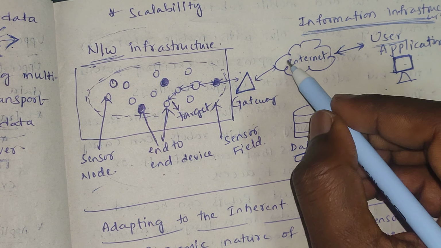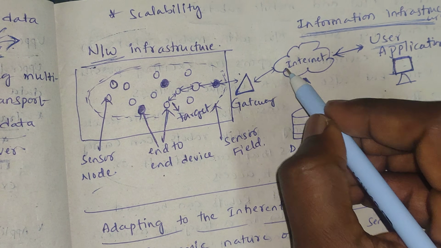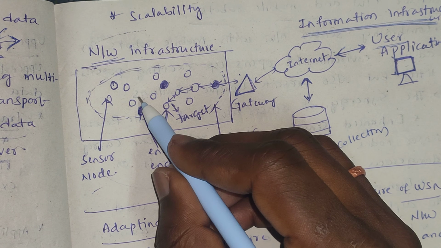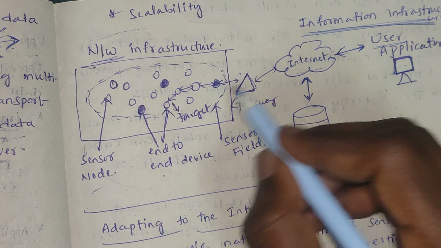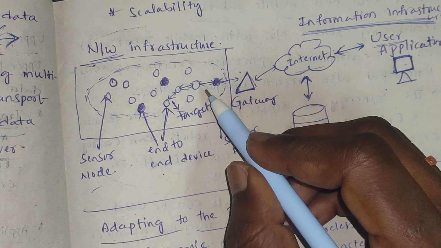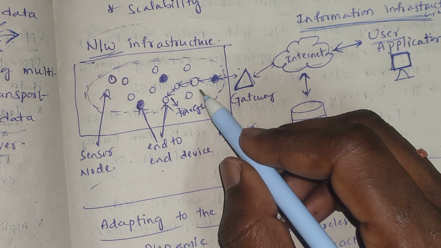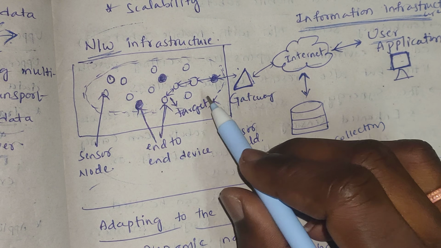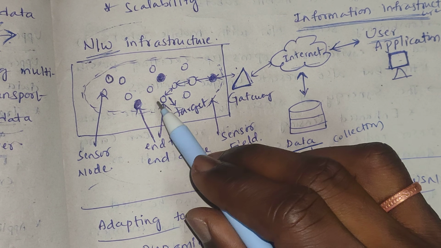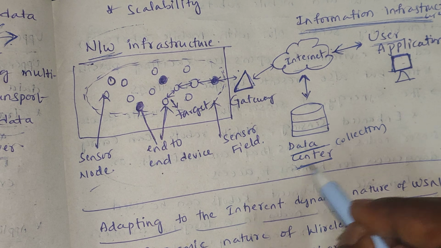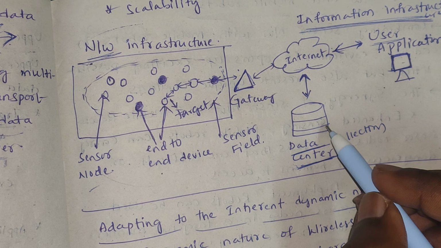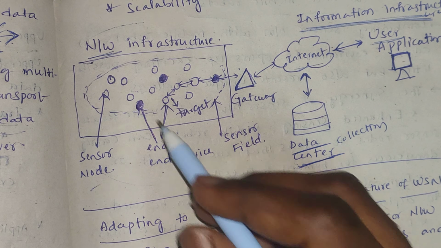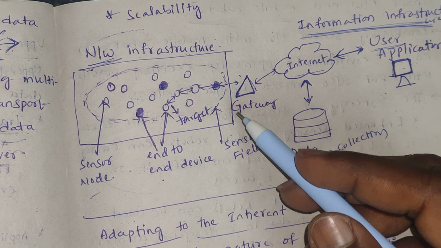In between we have the internet and gateway. Through this internet the user can interact, and through the gateway the network infrastructure and the internet are going to take whichever data the user wants, according to the user requirement. The data is extracted from the network infrastructure through the data center, a collection of data, nothing but the database. This is the application layer. This is how the user can interact with the network infrastructure. This is the diagram, okay.